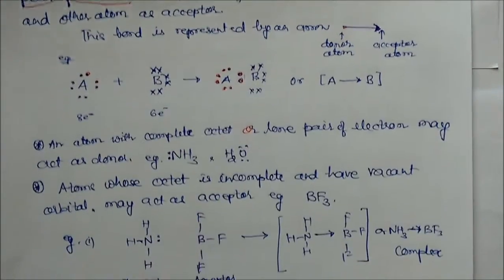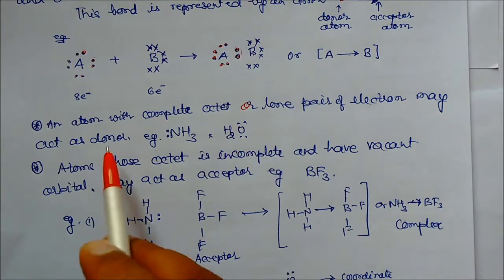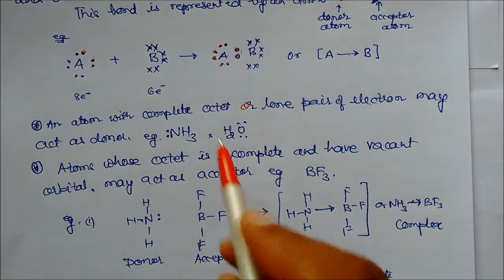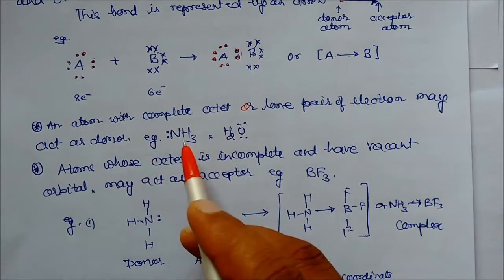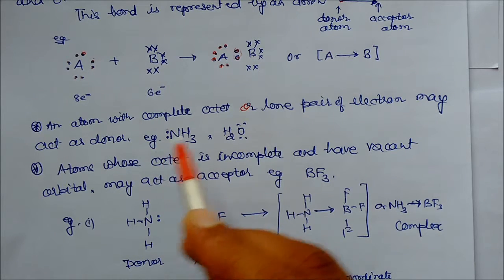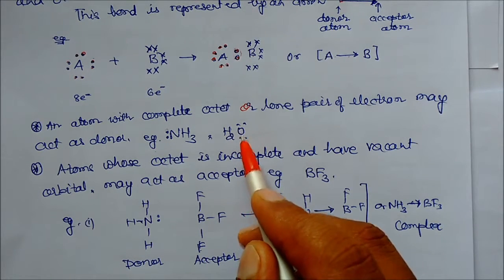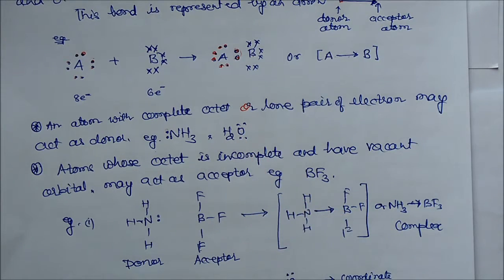So here we can say an atom with a complete octet or a lone pair of electrons may act as a donor. You can see ammonia, this has a lone pair, so this becomes a donor atom. In water, the central oxygen atom has 2 lone pairs, so these 2 lone pairs act as donors.